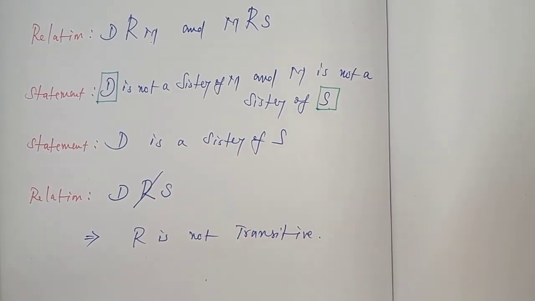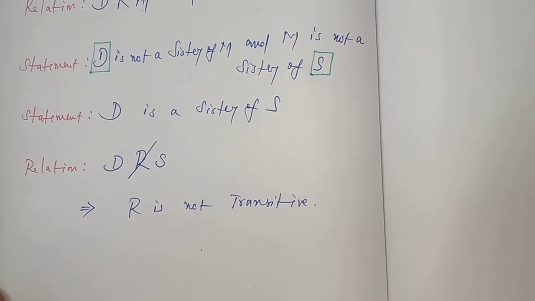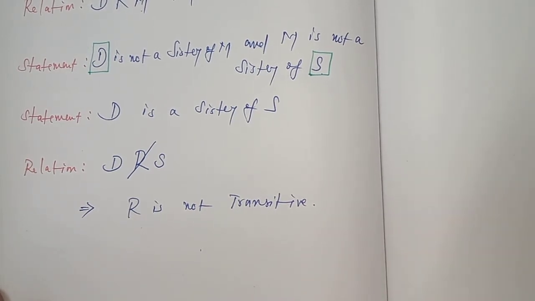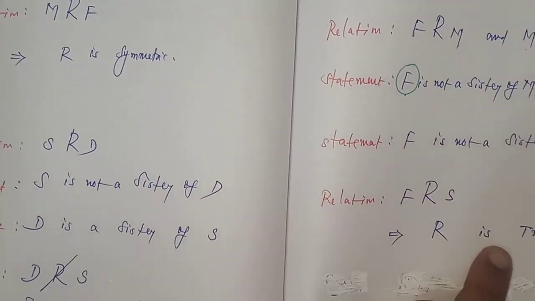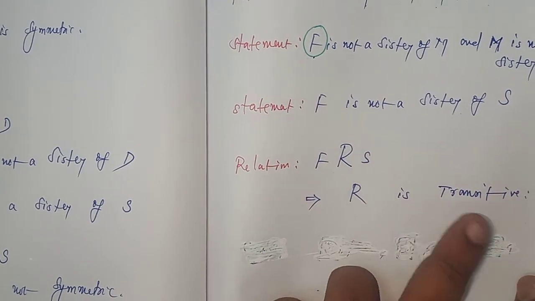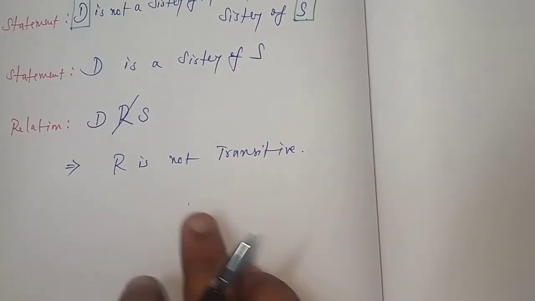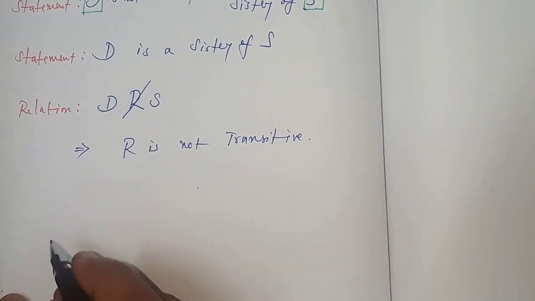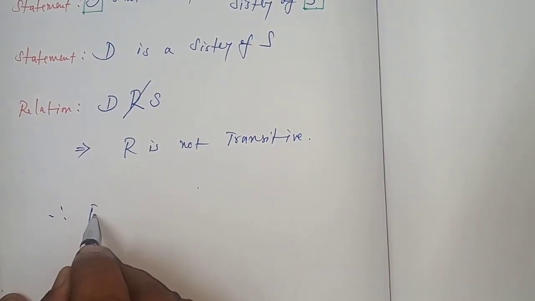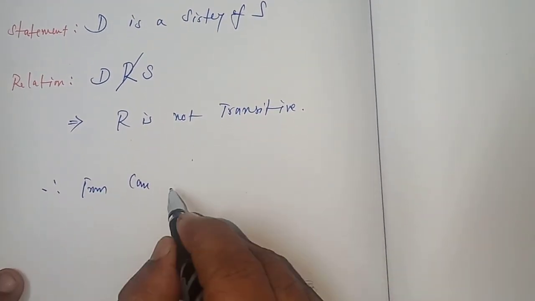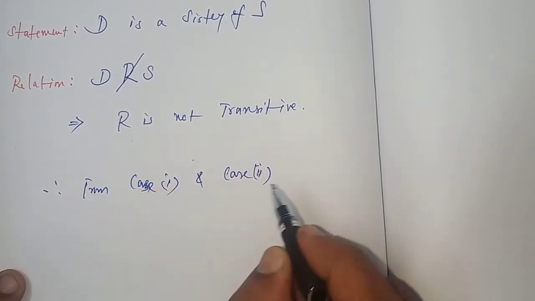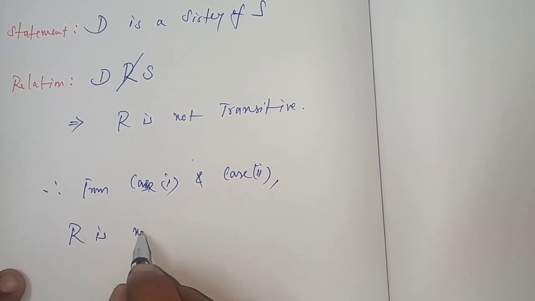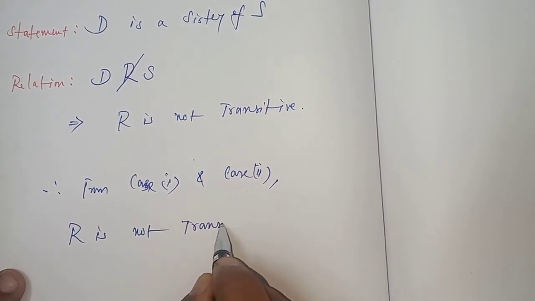Already I told you, if we prove R is not transitive in any one of the cases, the final result is not transitive only. In first case we have proved R is transitive. In second case we have proved R is not transitive. The conclusion, therefore, from case 1 and case 2: R is not transitive.